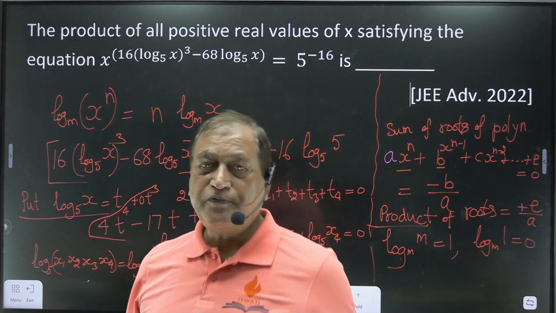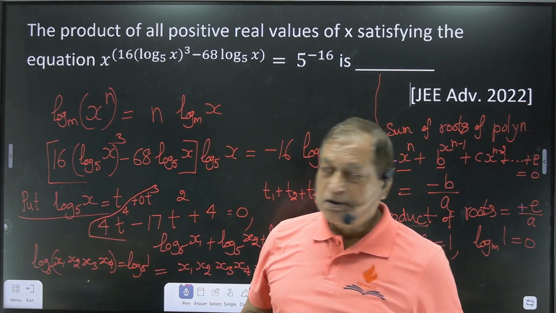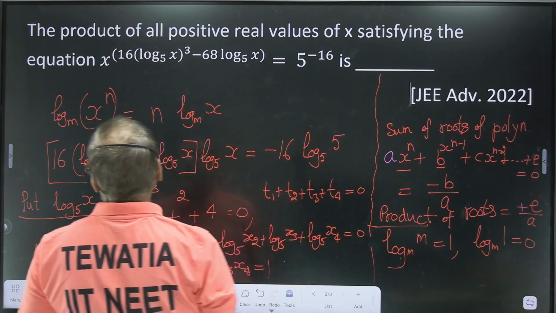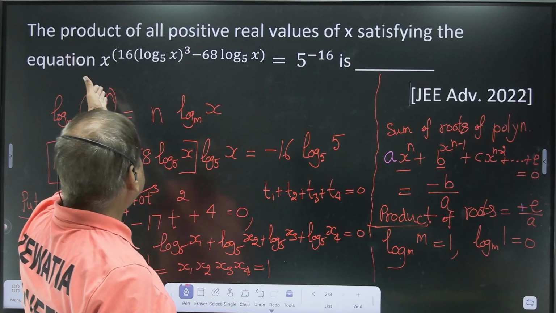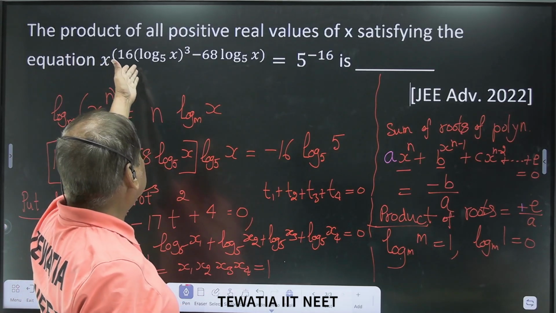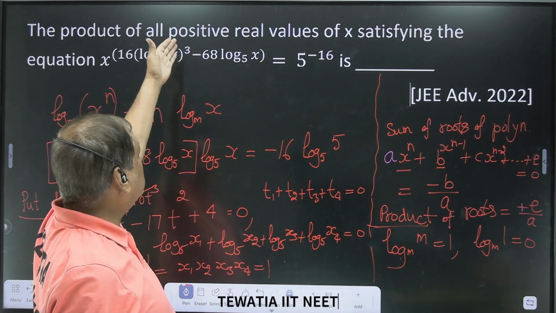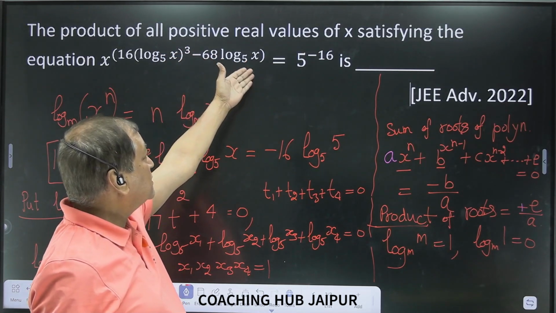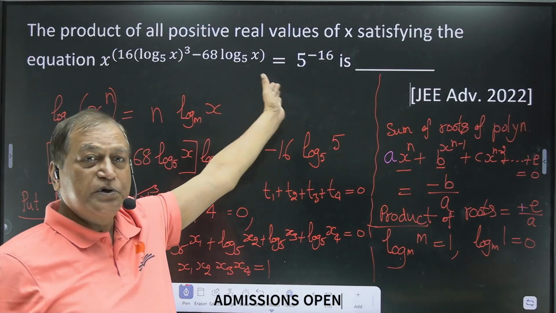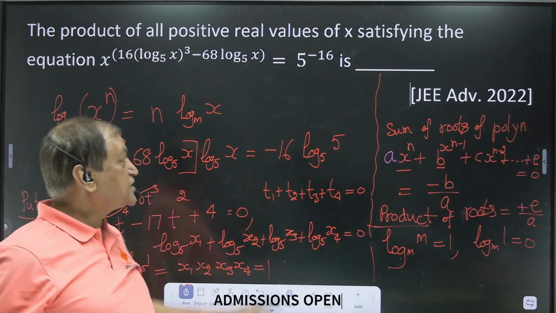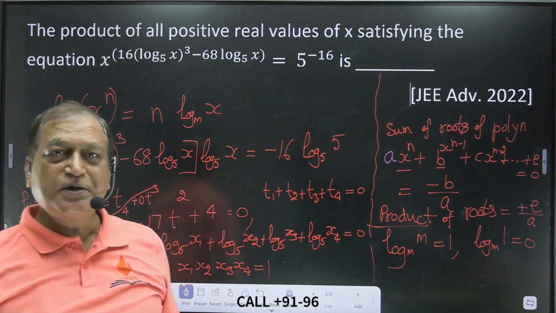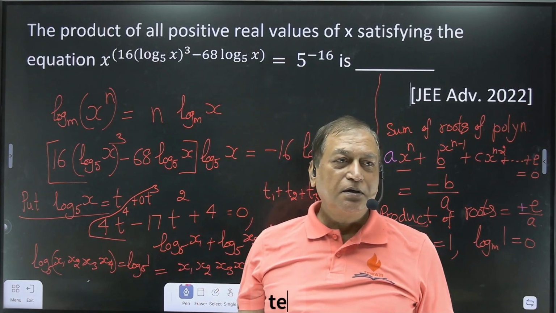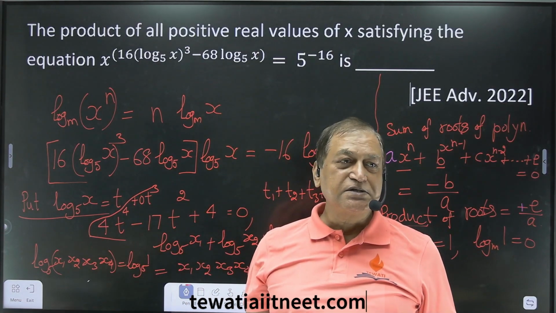So this is the PYQ, previous year question. It says: the product of all positive real values of x satisfying the equation x raised to power (16 (log x to the base 5)^3 minus 68 log x to the base 5) is equal to 5 raised to power minus 16. The expression looks a bit complex and frightening, but it is a very simple numerical, just checking your basic concepts.